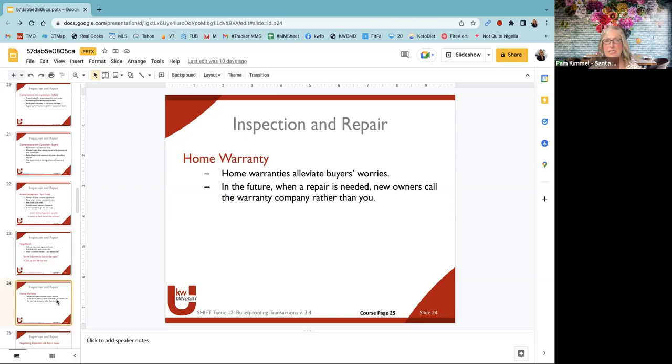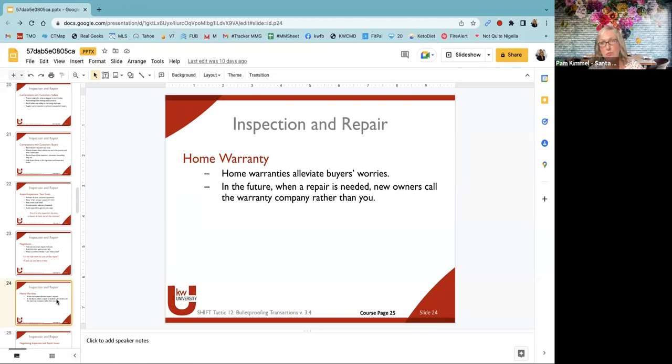Right, next is in the inspections and repairs, the home warranties. They alleviate buyers' worries. In the future, when a repair is needed, new owners call the warranty company rather than you. So I think it's really interesting about home warranties. And I just had this experience. And I've always felt like home warranties, like I buy them as gifts. It's a great way to show the buyer that you're concerned about their property in the future. It's an inexpensive way for you to have repairs done if something comes up.